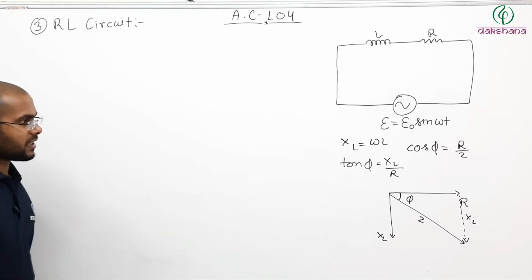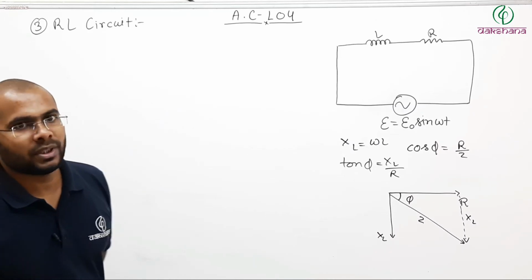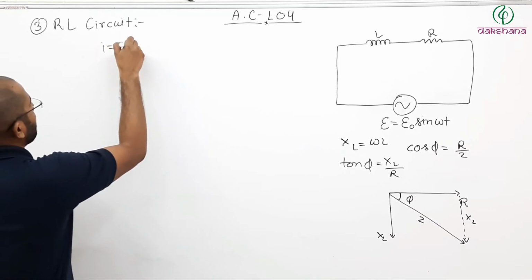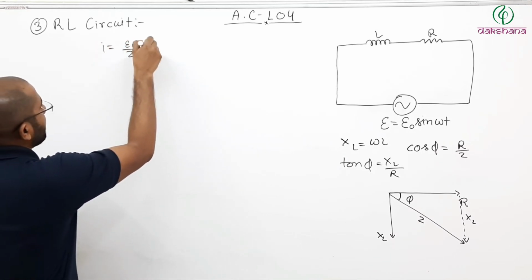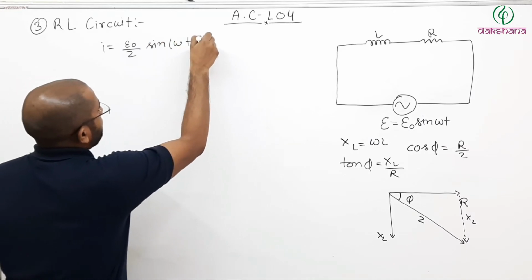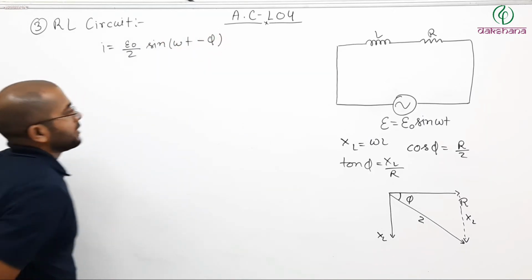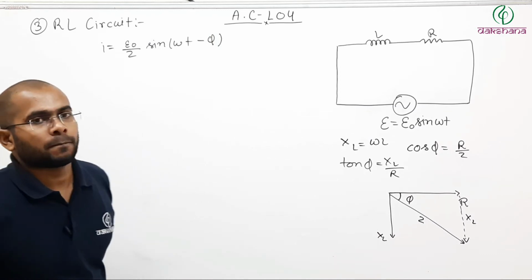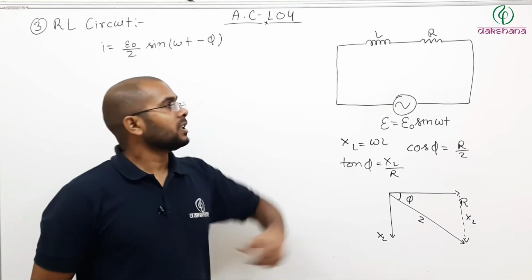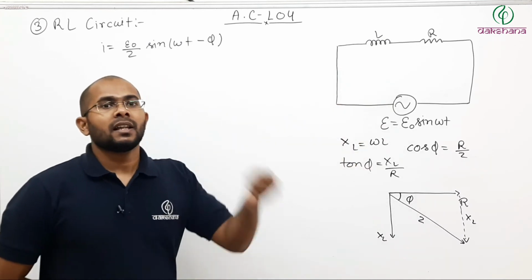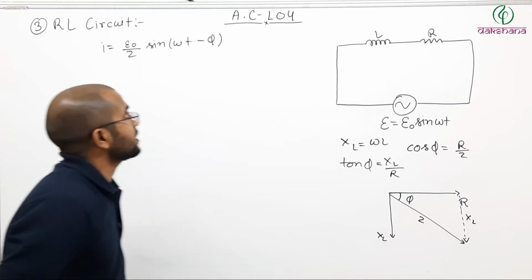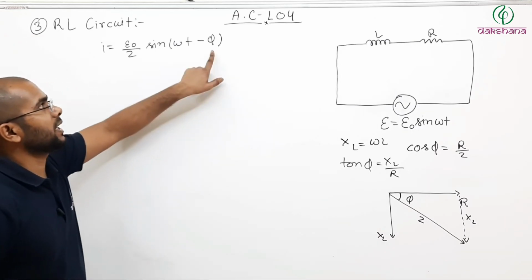So in this case, if I want to know the current, what would be the current? Then what will I write? The current is nothing but E naught by Z sine of omega t minus phi. Why am I writing minus phi? It is minus because in case of an inductance, current lags behind the voltage or the potential. So since current lags behind, that is why I am writing minus.